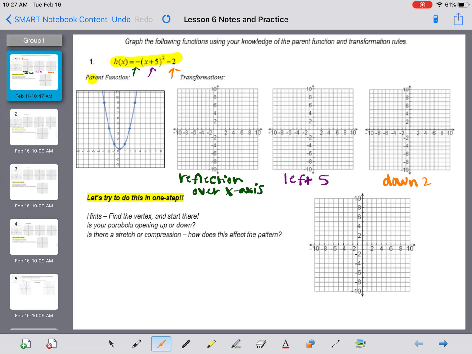So we're going to graph each of these transformations on each grid, and then below I'm going to show you how you can do this in one step. And then you can do this in any way you prefer. If you want to do it in one step, do it in one step. If you like doing all the individual steps, do all the individual steps.